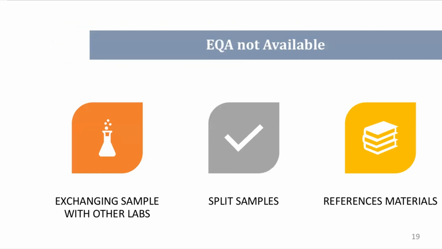Suppose a PT sample is not available. What will you do? Exchange samples with another laboratory, or in some situations where that is not possible, split the sample in two or three. It is analyzed by different persons, and then you compare results. Or you use some reference material as a PT sample, and analyze that reference material to see whether you are getting an acceptable result or not.